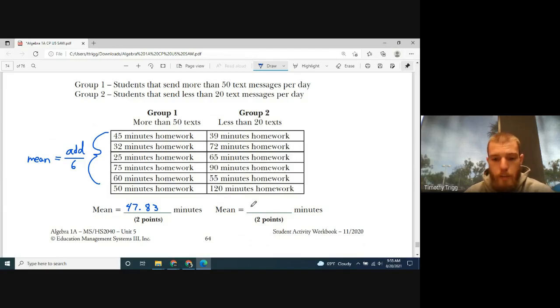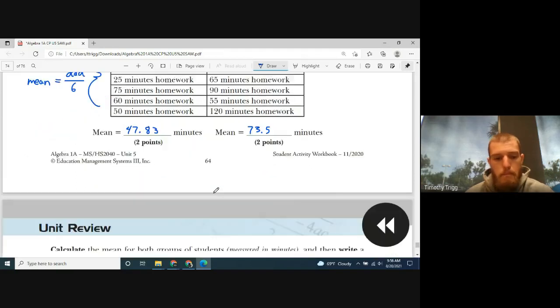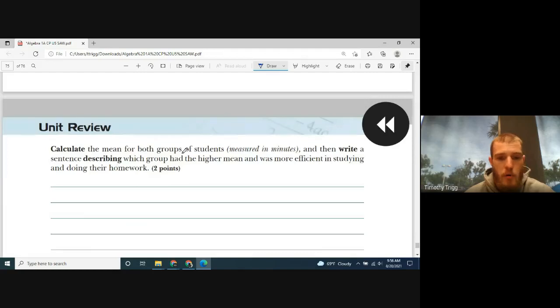Okay, hopefully you got 73.5. So as you can see, the students that sent less than 20 texts spent more time on their homework on average, right? On average, this group of students spent more time on their homework than these students. Calculate the mean for both groups of students.